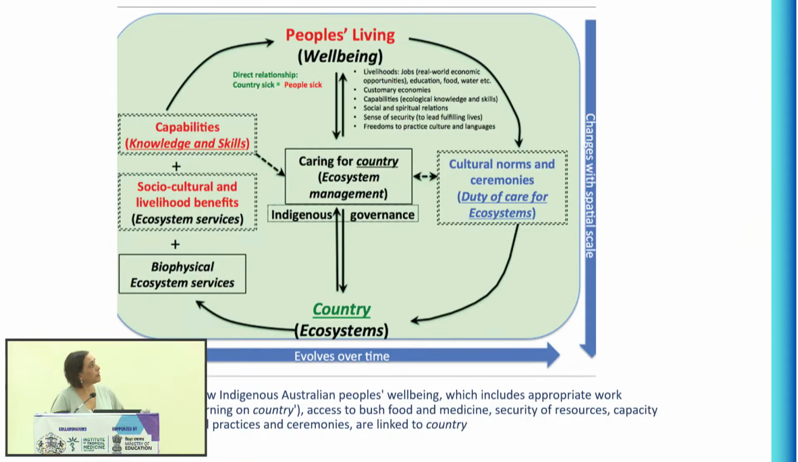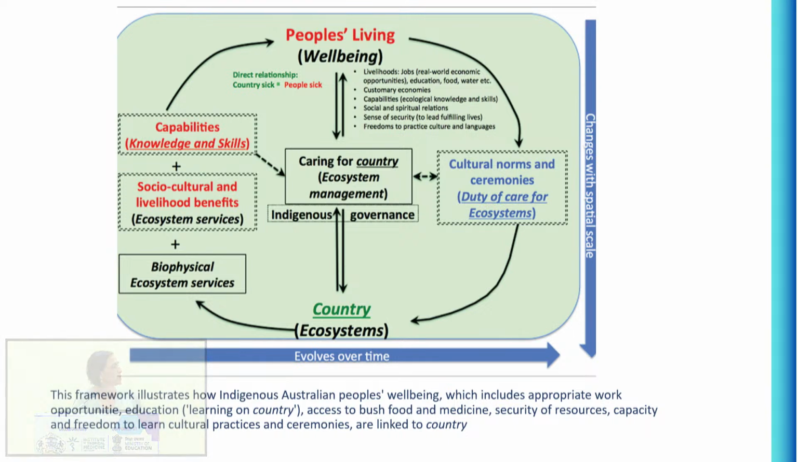Here's another one. This is an illustration of Indigenous Australian people's well-being, which includes appropriate work opportunities, education, access to bush food and medicine, security, capacity and freedom to learn cultural practices. So this is a specific conceptual framework which deals with well-being of Indigenous people. And it is, again, presenting a circular, causal thing, but it's including a set of concepts around what is relevant for health and well-being of these people.